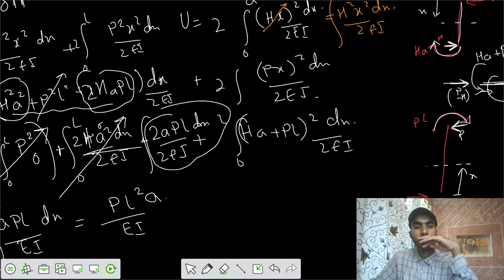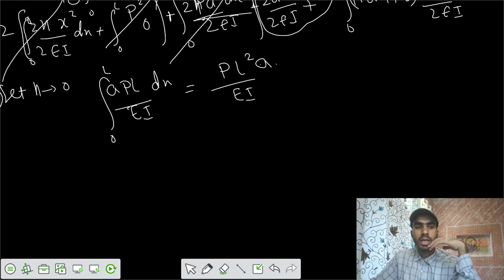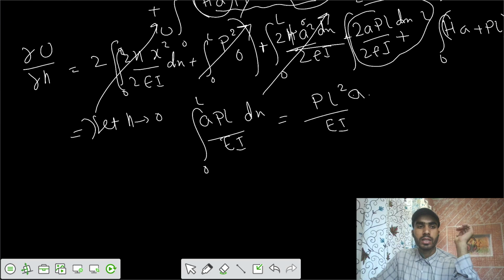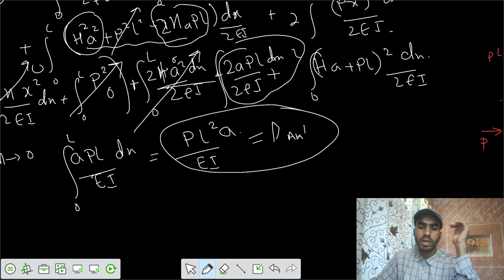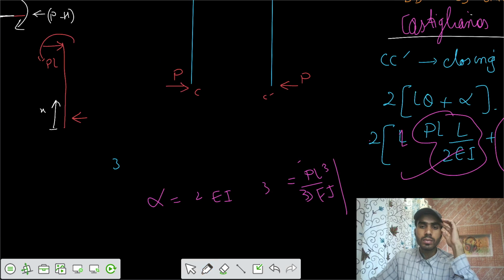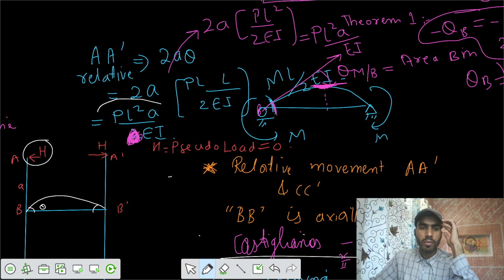Did we get this value? But theta should have been Pl²a by 2EI. Yes, it's deflection, related to the displacement of A dash, delta A dash. Did we get this value earlier? Yes, we got the same value of Pl²a by EI.